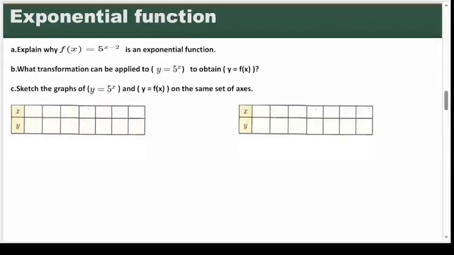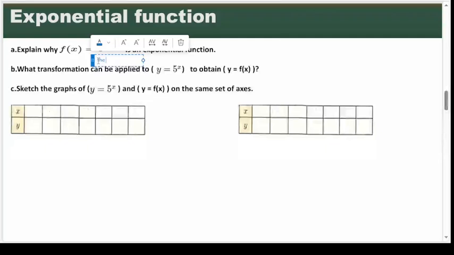Here it says explain why f of x equals 5 to the power of x minus 2 is an exponential function. For any exponential function, we say the base is constant and the power is variable. So the variable appears in the exponent. So it's the reason we call it an exponential function.